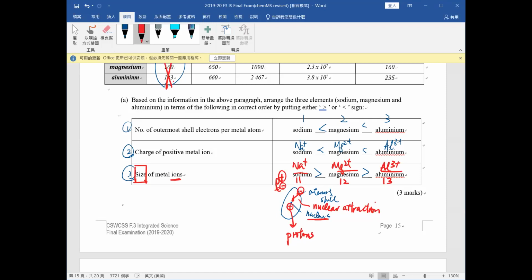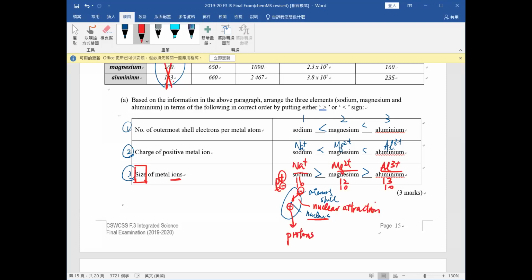Same number, 10, the same 10. So what will happen? Can you tell how come the aluminum ion is the smallest size when you compare with sodium ion? They have just stronger nuclear attraction. Yeah, there's a stronger nuclear attraction due to more number of protons inside. Can you get my point?